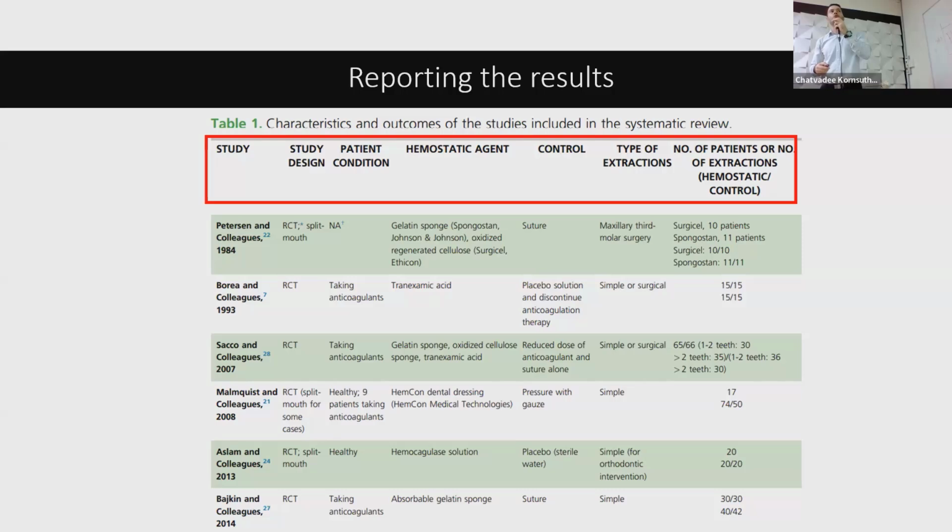And of course, the control group, is it sutures? Is it gauze pressure? Is it sutures and gauze pressure? I just report this. And in the end, the type of extraction: it's simple, surgical, both simple and surgical in that study. So here, I'm not reporting the results of those studies. I'm just reporting what we call the characteristics of the included studies. It means the basic information about your studies. Okay? Is that clear? I hope so.